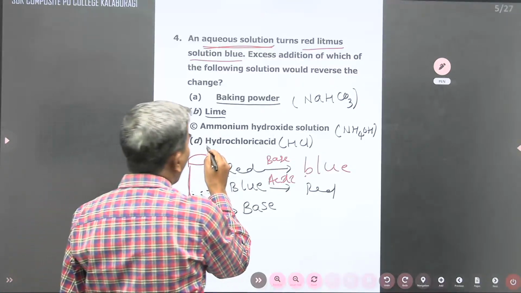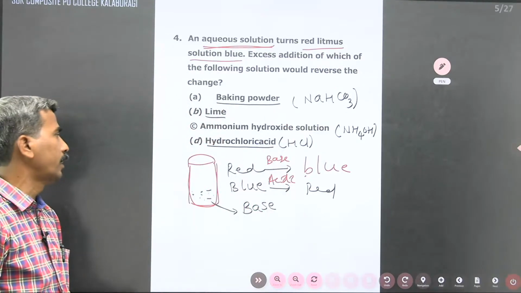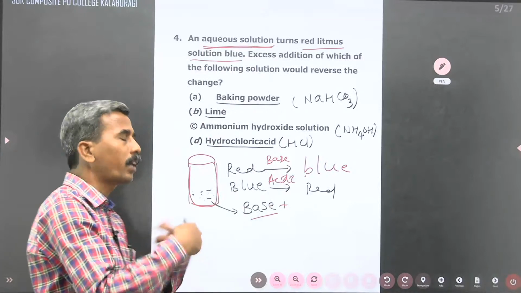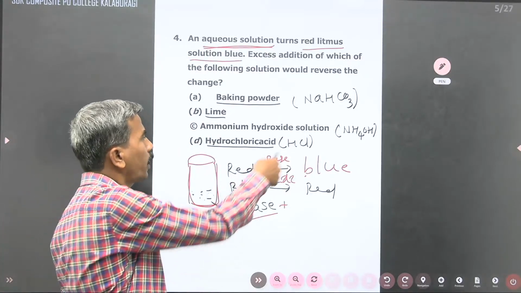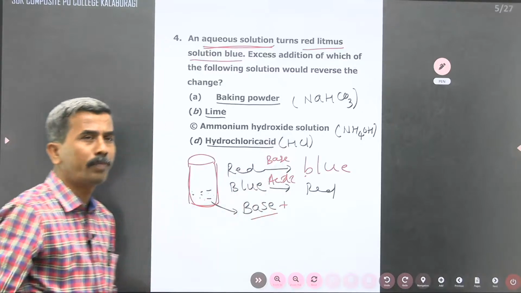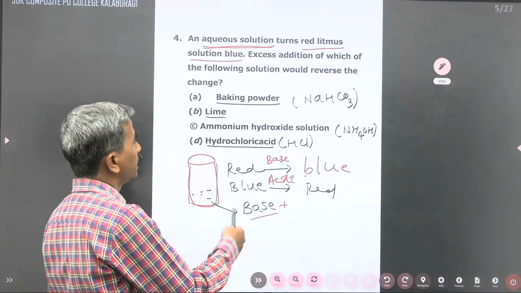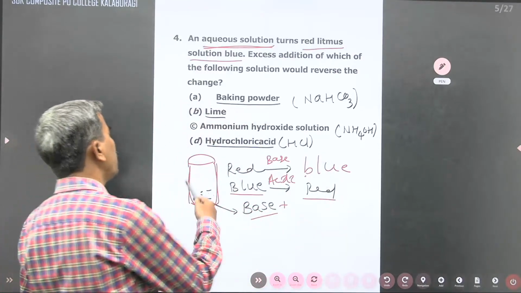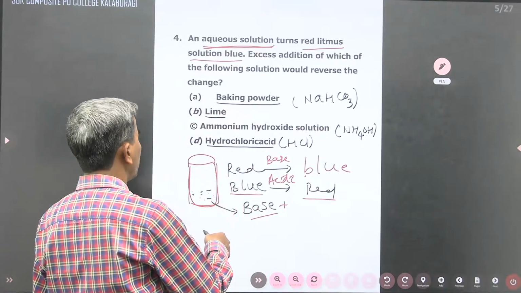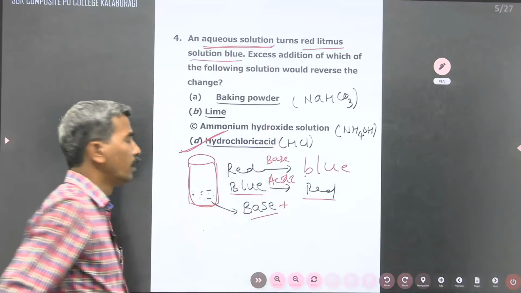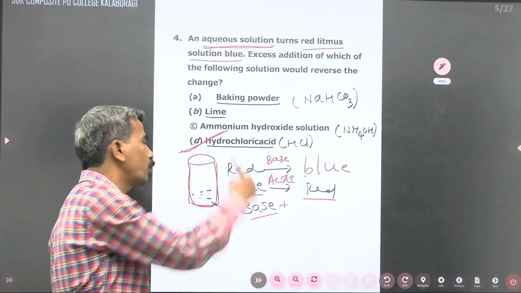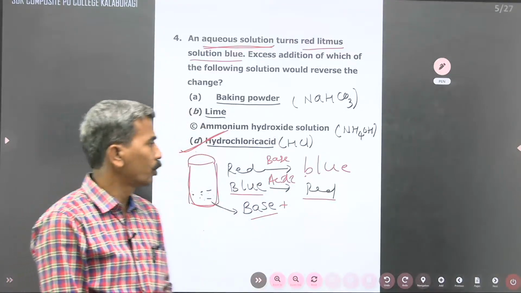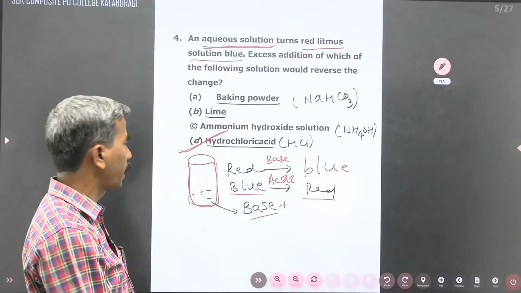That's why you add hydrochloric acid. After adding some quantity, the base will react and convert into salt. If you keep on adding, the solution will become acidic, and then the blue litmus paper will turn into red. That's why for question number 4, D is the correct option. By adding hydrochloric acid, which is an acid, to the basic solution, the blue litmus paper turns red.